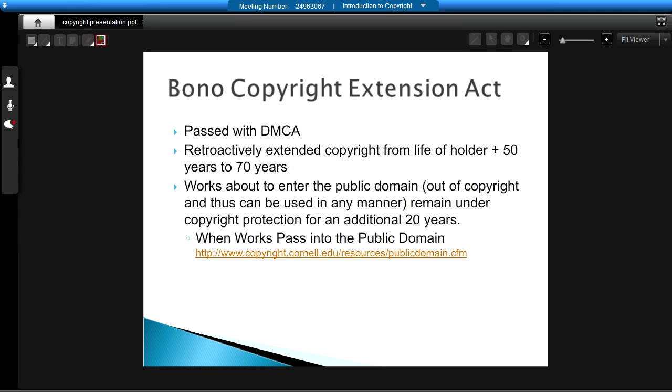So basically, we're still operating under the Bono law that we have. Everything remains in copyright until 70 years after the death of the copyright holder, which means anything that you have copyright on, you may be able to pass the copyright on to your grandchildren, but it's still going to be held within your life and within your children's life. Your material will still remain copyrighted.